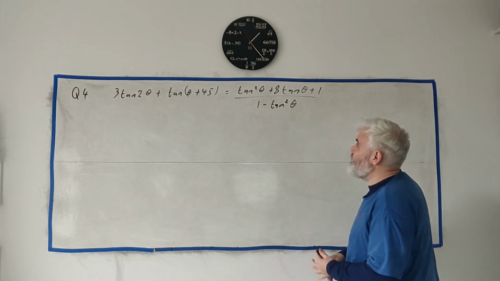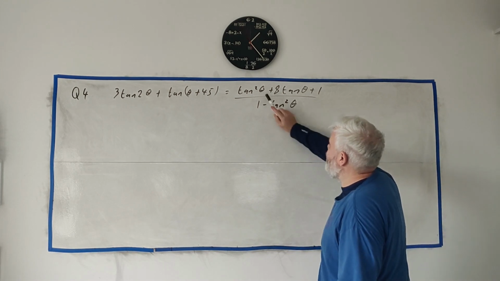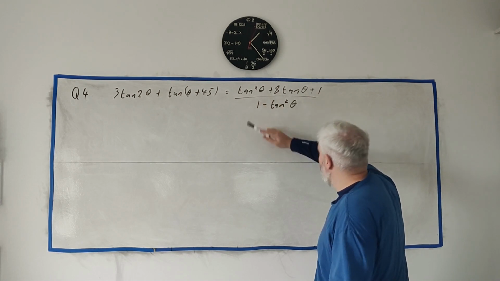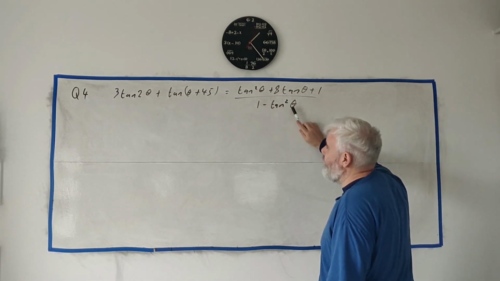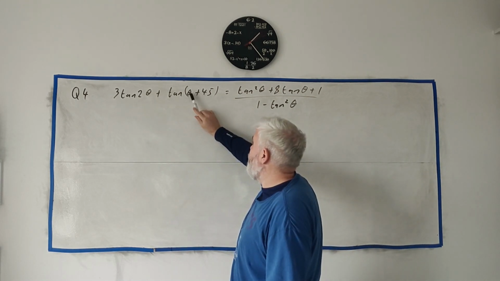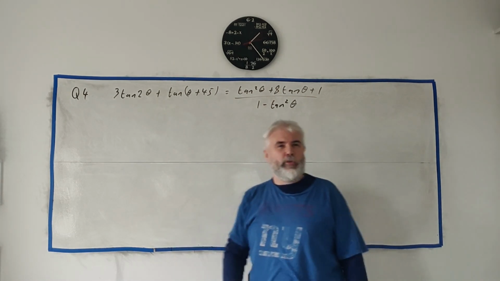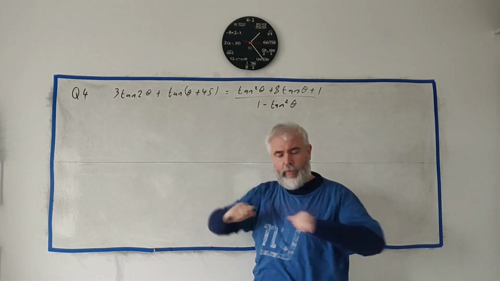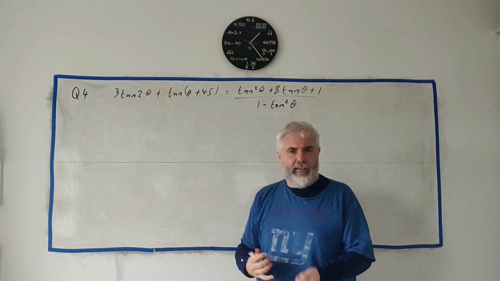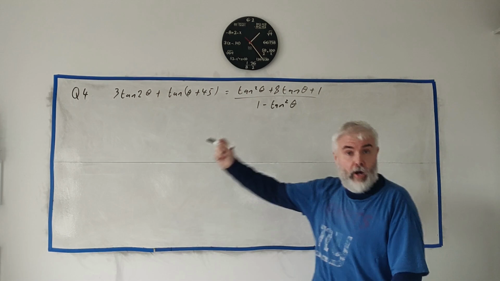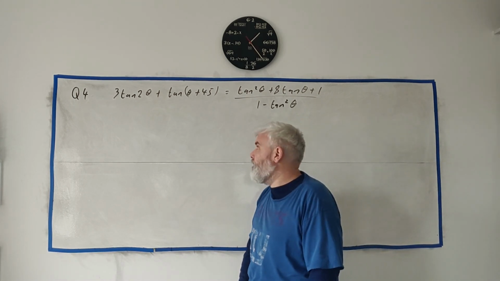And I would argue it's not because they all have just tan of theta. Tan of theta squared, sure, but tan of theta, tan of theta. This side has tan of 2 theta and tan of theta plus 45. Much more complex looking. So it's this side I'm going to rip apart, put together different ways and hope this starts appearing.